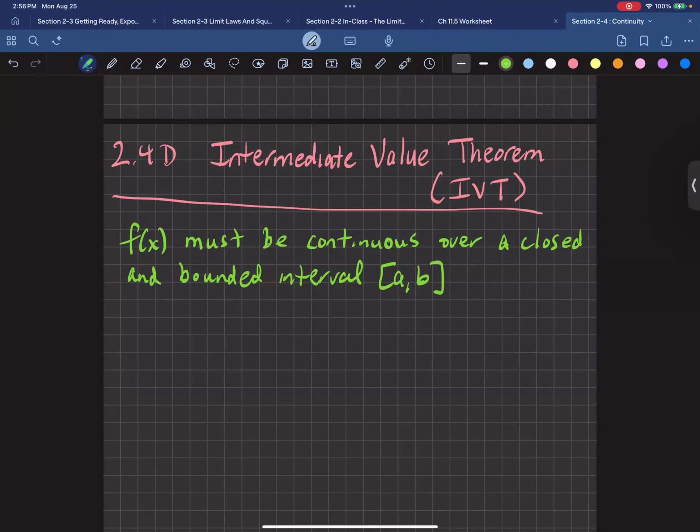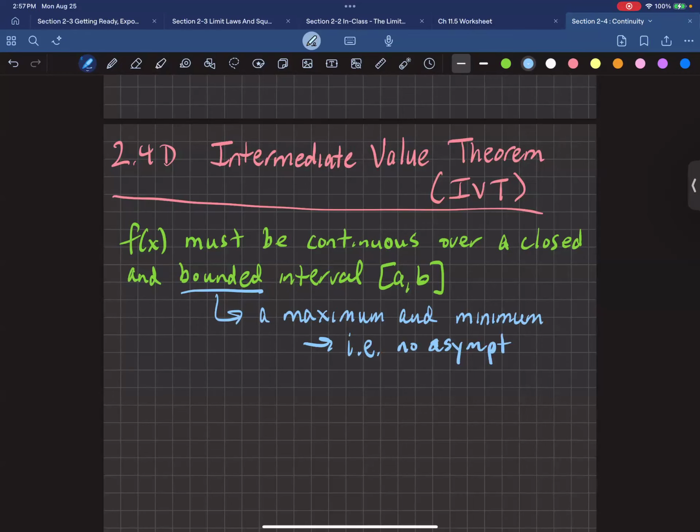Bounded means there's a maximum and a minimum, i.e., no asymptotes. But I guess that would break the continuity already. But that's what bounded means. There's a maximum value and a minimum value.